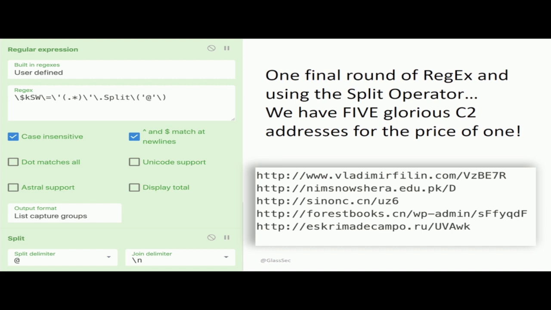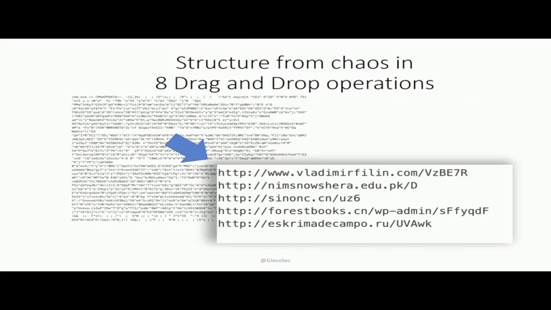All right, and then cool. So from the macro that was inside of a Word doc, I used 8 drag and drop operations and just a slathering of regular expressions, and we were able to extract 5 C2 URLs from this malicious payload. And the cool part about this is that depending on how you write your expressions, this is a repeatable process. So I can take another Emotet version 5.